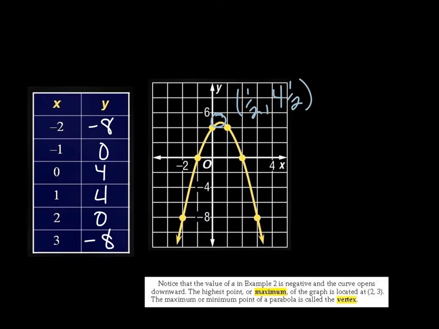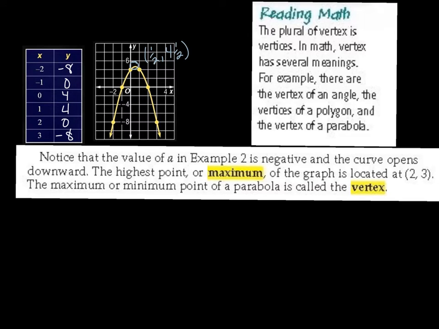Example 2. A is negative, so the curve opens downward. The highest point, or the maximum, is located at, for us, 1/2, 4 1/2. The maximum or minimum point of the parabola is called the vertex. The plural of vertex is vertices. In math, vertex has several meanings. For example, there are the vertex of an angle, the vertices of a polygon, and the vertex of a parabola.